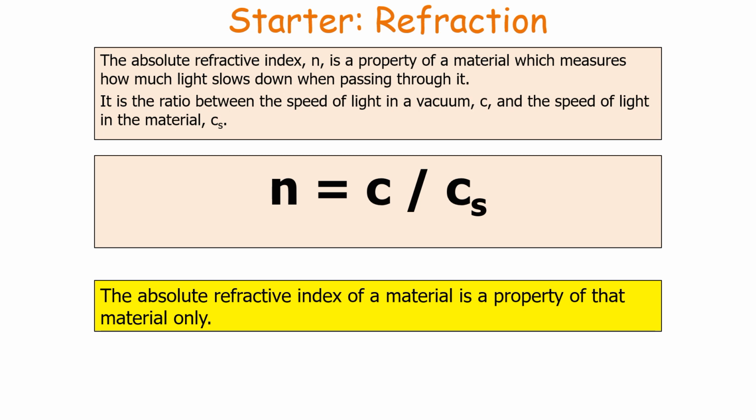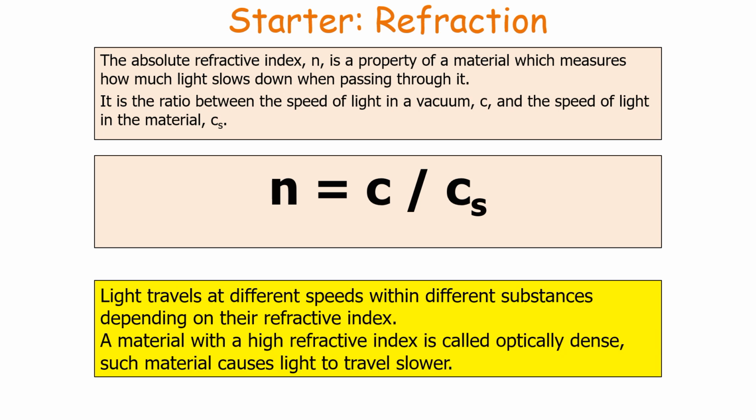So the absolute refractive index of a material is a property of that material only. So light travels at different speeds within different substances depending on their refractive index. So a material with a high refractive index is called optically dense, such material causes the light to travel slower.